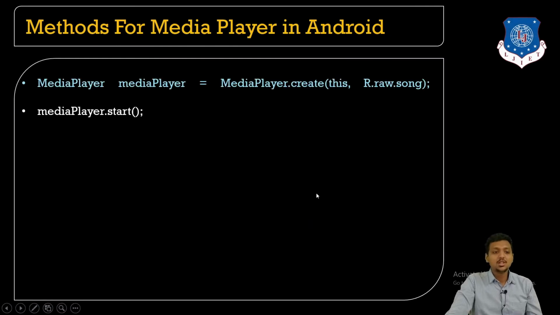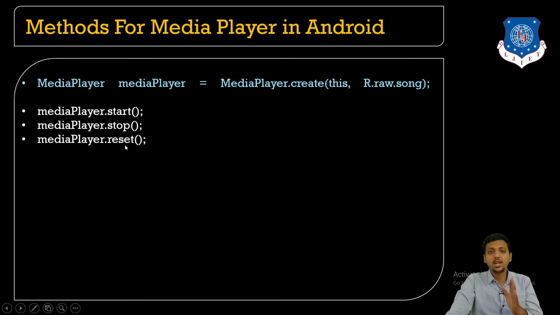So how do we start playing a song? You just have to call the method MediaPlayer.start. First we need to create an object like MediaPlayer = MediaPlayer.create(this, R.raw.song), and then by using this object we can play the song by calling the start method, which is used to start the song, stop to stop the song, and reset. That means if you are at 3 minutes and 55 seconds, and the total song is about 5 minutes, and you want to reset the whole song, then you can call the method reset.